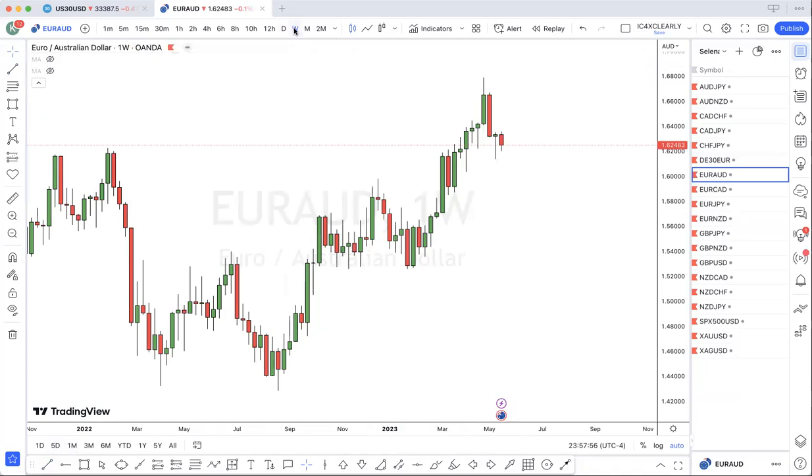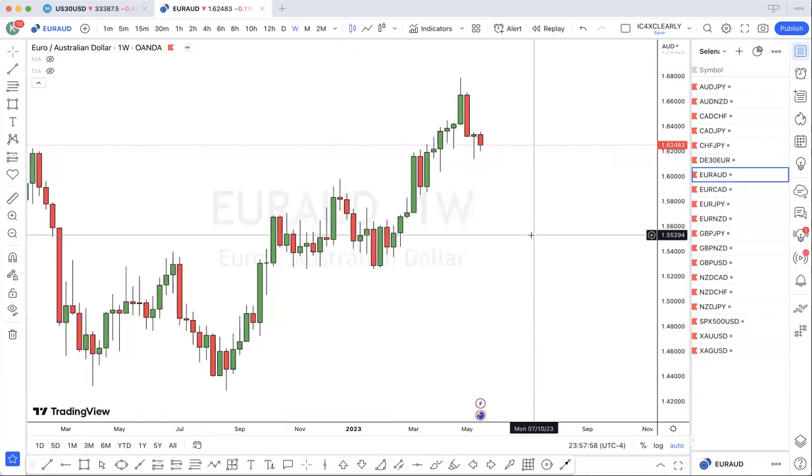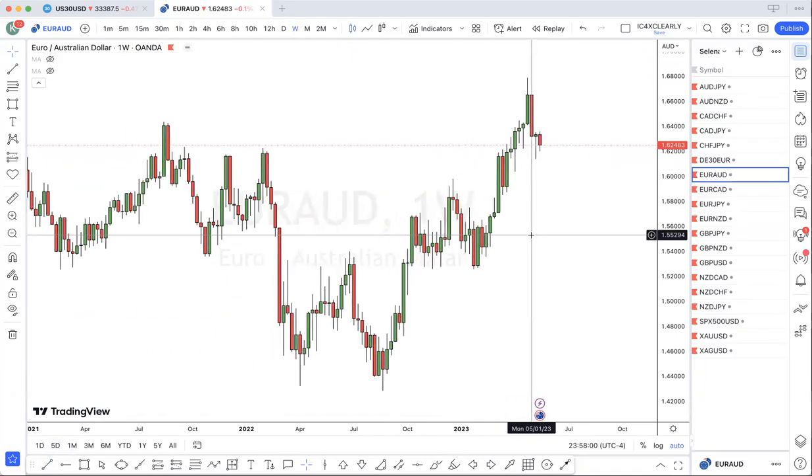Euro AUD, we have a weekly bearish order block.